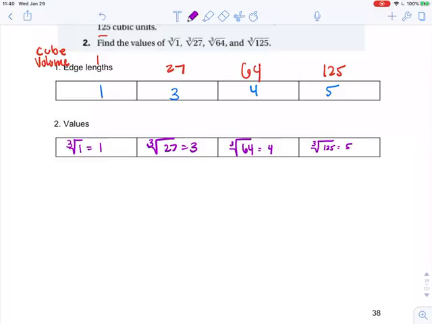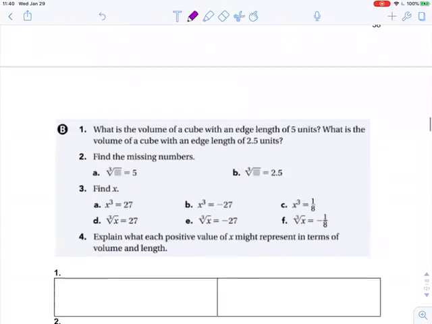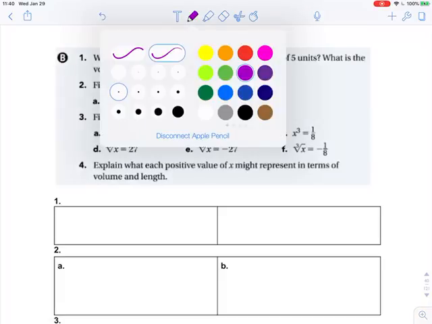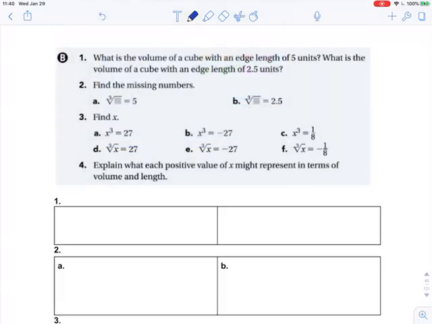Okay, it says, what is the volume of a cube with the edge length of 5? Okay, so here's my edge. My edge is 5, so I have a side length of 5. It wants me to find the volume. So edge times edge times edge equals the volume of 125.